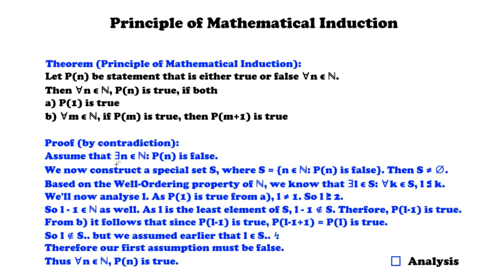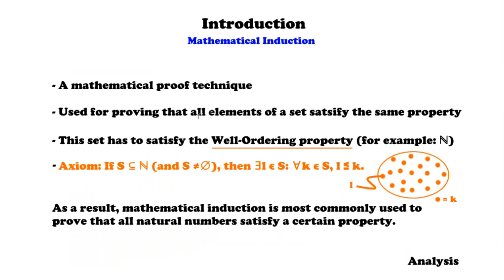In order to do so, we construct a special set S, where S contains all n in the natural numbers for which Pn is false. And as we've assumed that there exists such an n in the natural numbers, S can't be empty, because we have at least one element which satisfies the condition of S, that Pn should be false. Now, knowing that S is a subset of the natural numbers, as it's defined in that way, and that S is not equal to the empty set, based on the well-ordering property of the natural numbers, which, if you can recall, is something which we've discussed earlier in the introduction, is an axiom that the set of natural numbers satisfies.